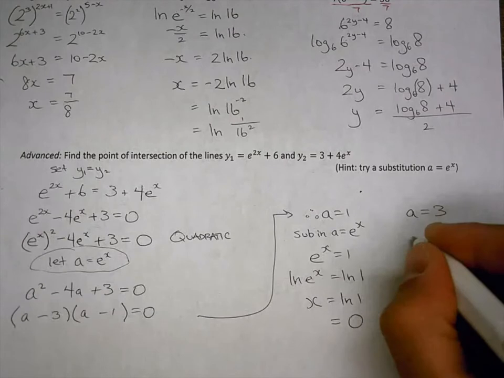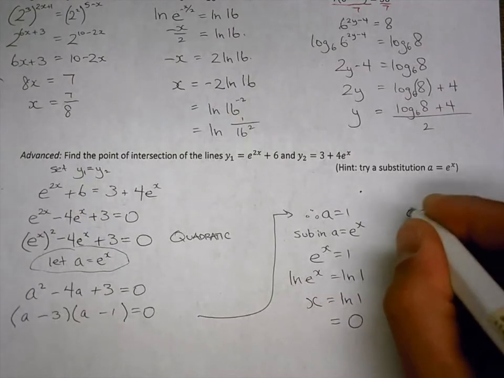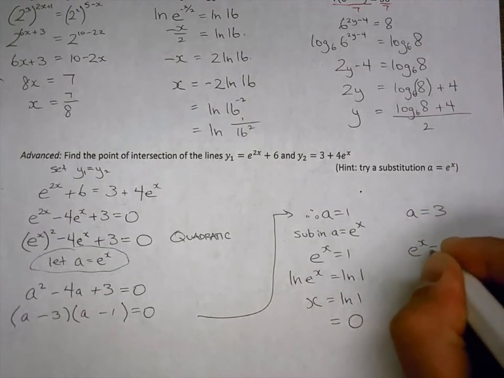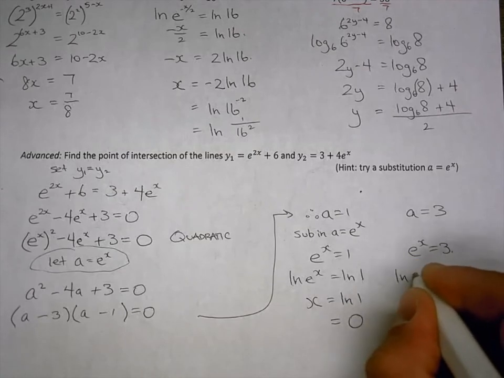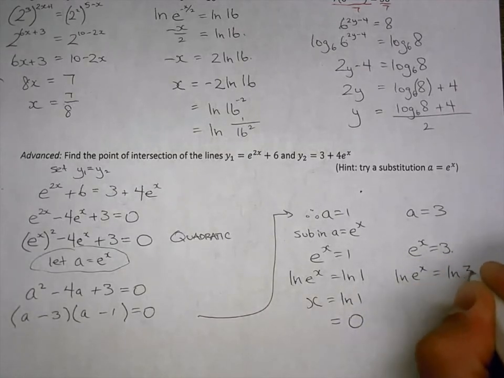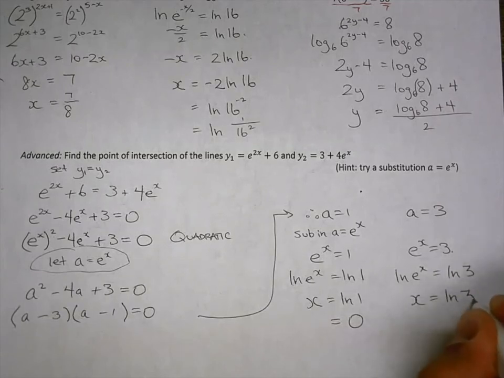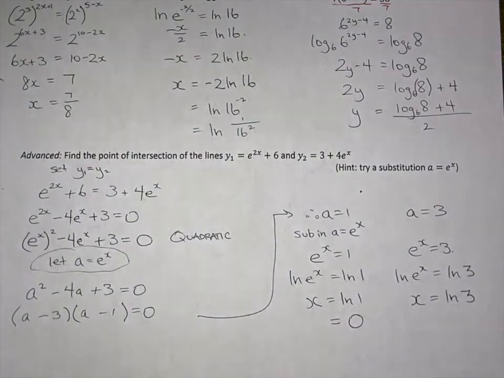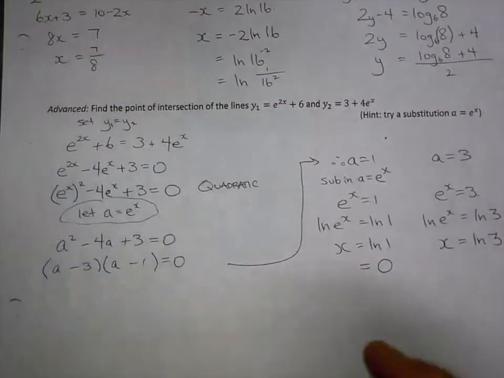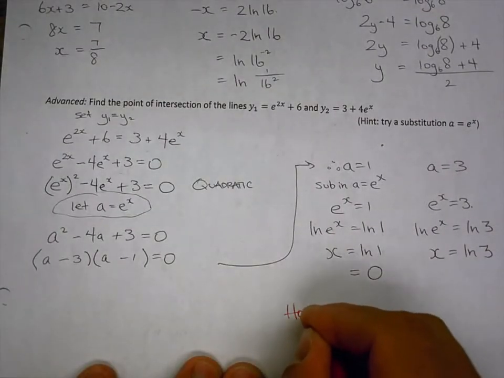Similarly over here, I sub in for a e to the x, so I have e to the x is equal to 3, ln both sides. The ln and the e undo each other, so I'm left with x is equal to ln 3, which is some number. You can go to the roof and yell out, what is ln 3? And someone will tell you. Whew, so there's our big lesson on solving exponential equations.